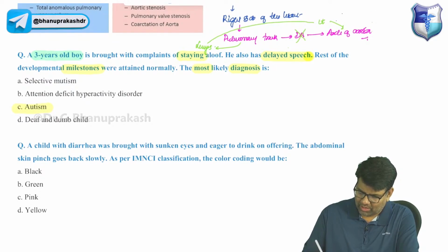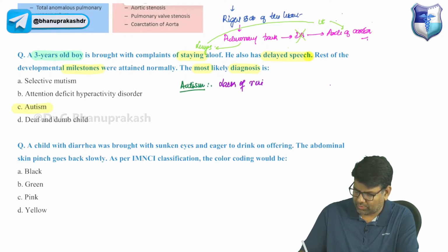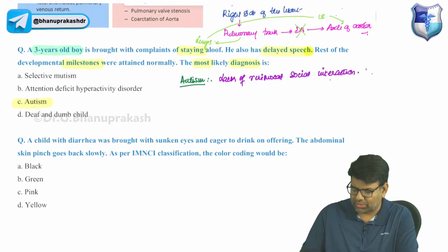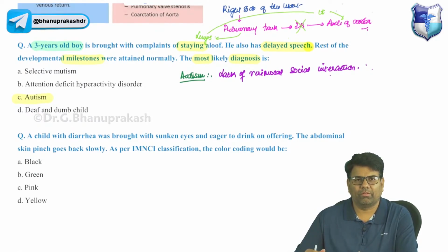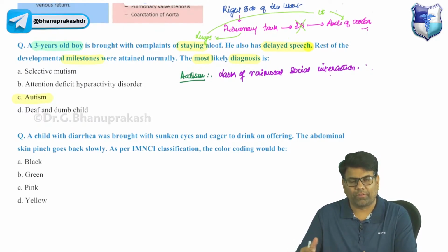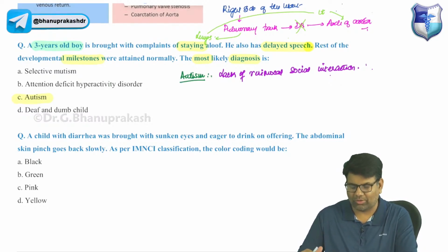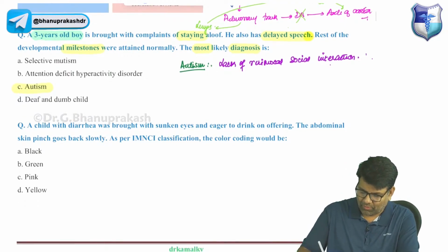So in autism, there is lack of reciprocal social interaction. Clear? So this means that the patient is not very much interested in making friends, nor does he respond to anyone, if someone wishes him or talks to him, he doesn't seem interested. So there is no reciprocal social interaction. Of course, there is delay in speech.